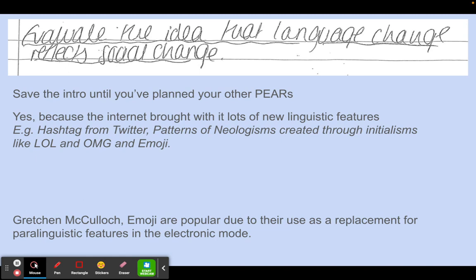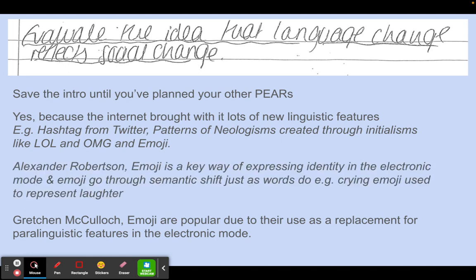And then I thought about emoji, those graphological things that we all use all the time. We did a little bit about this in class and we thought about the theory behind emoji use. So then I started to jot down things like Alexander Robertson. So Alexander Robertson said that emoji is a key way that we express our identity on the electronic mode. And he also said that emoji go through semantic shift, just as words do. So, for example, in terms of a word going through semantic shift, Google used to be a proper noun, but now it is a verb. It is an action to Google something or to search it up on the internet.